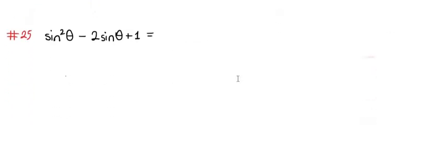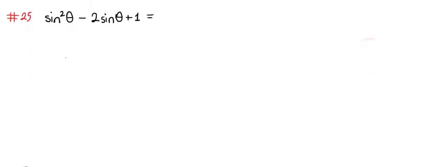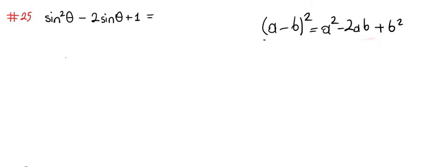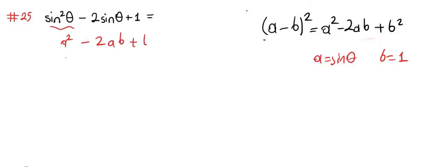Let's check number 25. We have sine squared theta minus 2 sine theta plus 1. It looks like our a minus b the quantity squared. So it's like a squared minus 2 times ab plus b squared. In our case, our a is sine theta and our b is 1. So it's like a squared minus 2 times a times b plus b squared. So this is like sine theta minus 1 quantity squared.